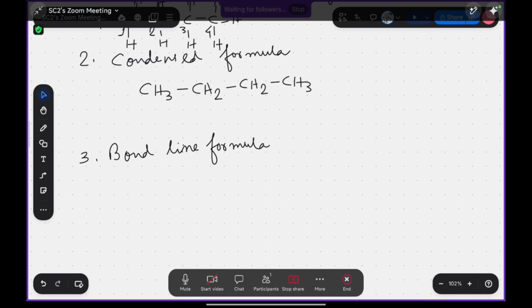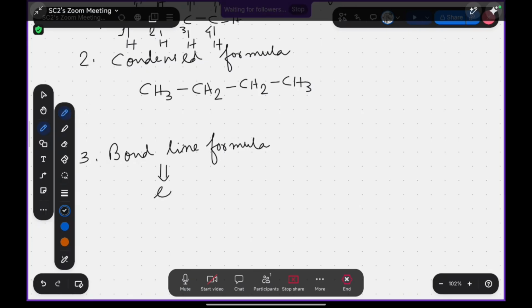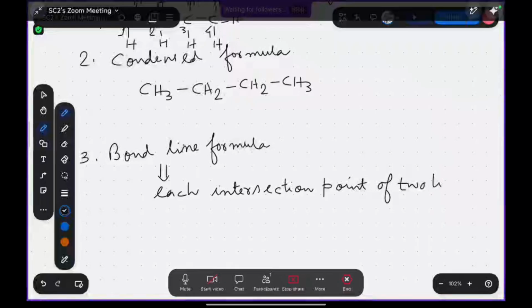For example, see, in this compound we are having 4 carbon atoms. Remember that in a bond line formula, each intersection point of 2 lines represents a carbon atom. This is how I make it convenient for my students. That means the point at which 2 lines are intersecting will be the carbon atom.